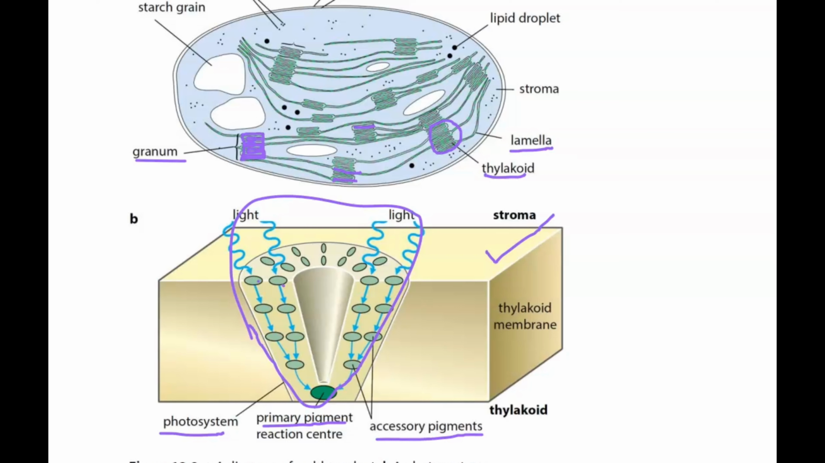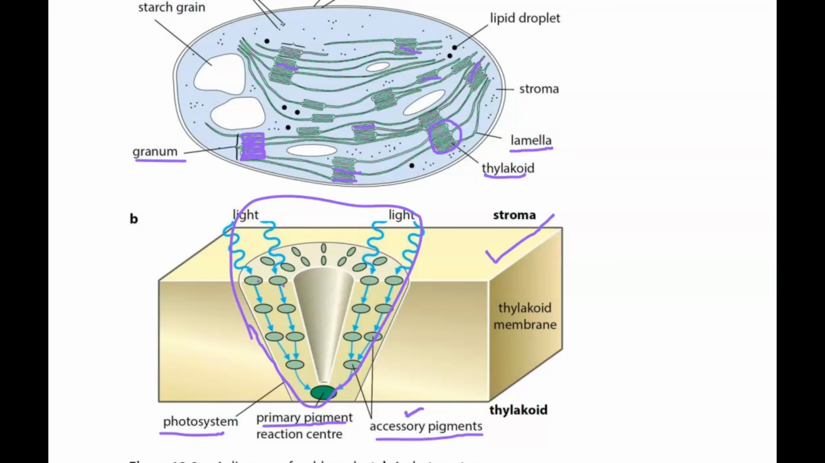So light is trapped here in the grana, here in the thylakoid membrane, here and here and here. So this is, you can say, the light harvesting system. The function of these accessory pigments is to transport the light energy to the primary pigments, which is the reaction center actually. Why are we saying reaction center?